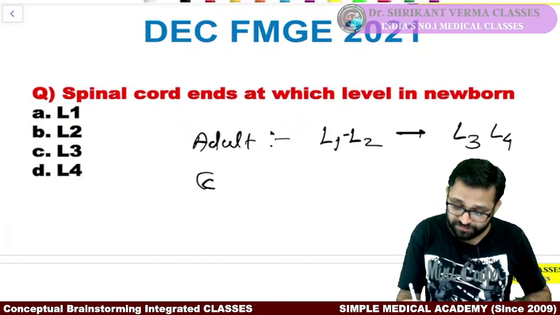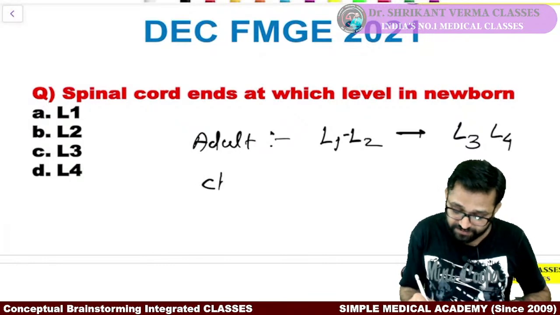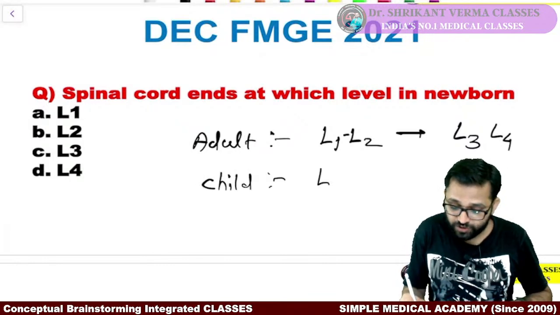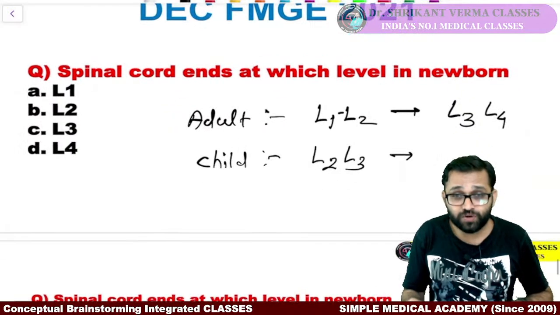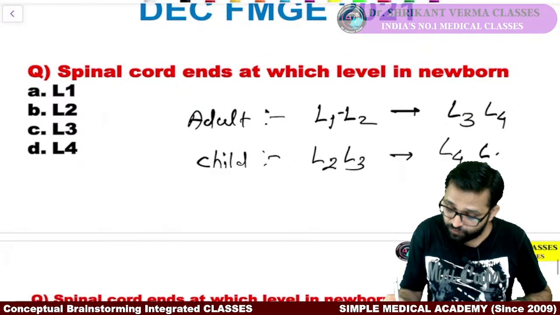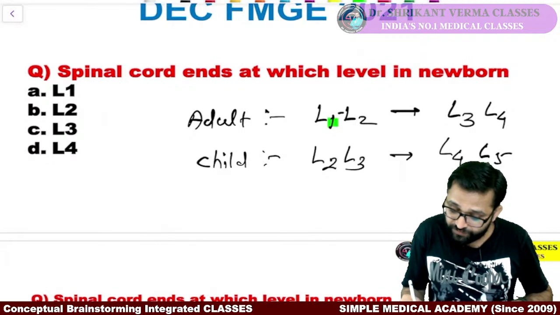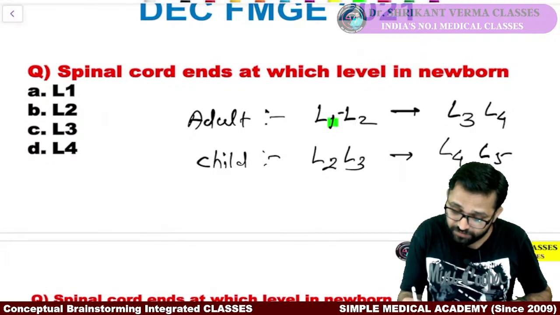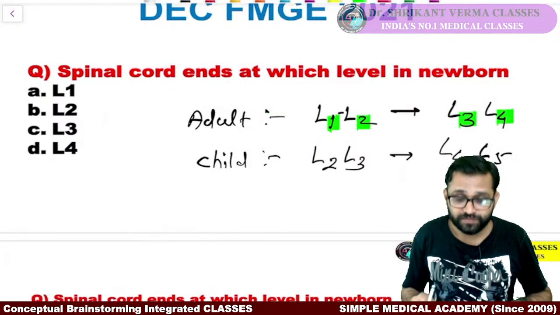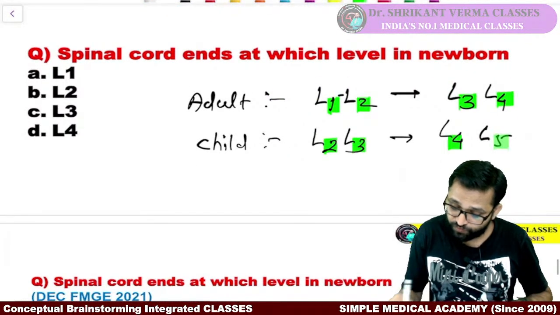But in children, it is slightly lower, so you have to say L2-L3. So lumbar puncture is done at L4-L5. I told you the way: 1, 2, 3, 4. Here it is 2, 3, 4, 5.